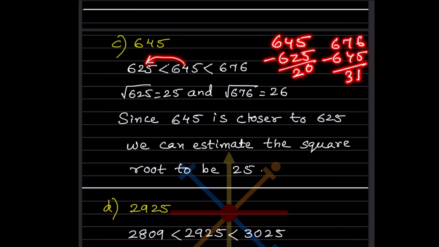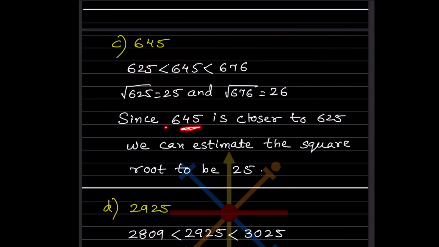So it is closest to what? This 20 is the smaller number, right? So it will be closer to this one, 625, that is 25. So we can say since 645 is closer to 625, we can estimate the square root to be 25.